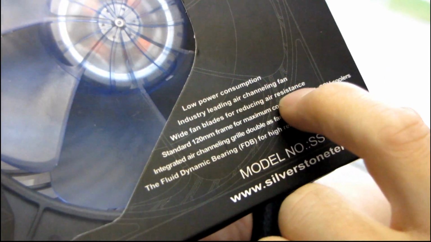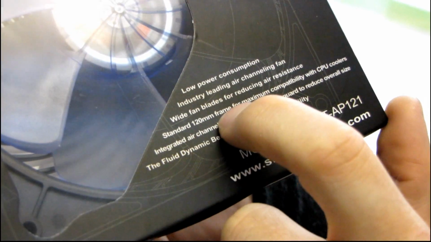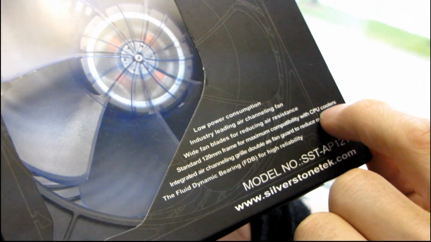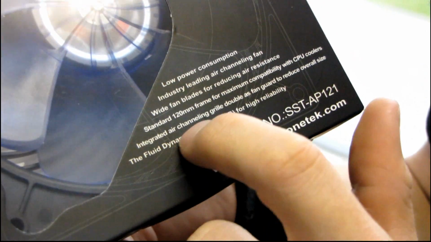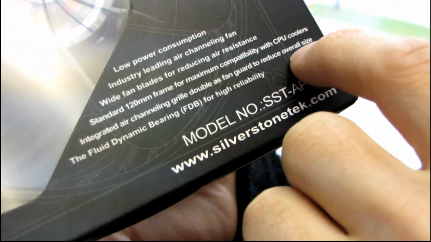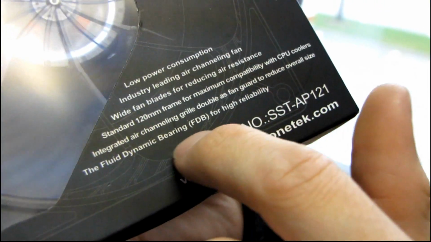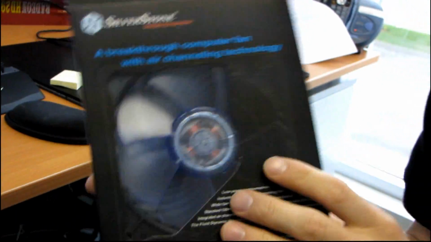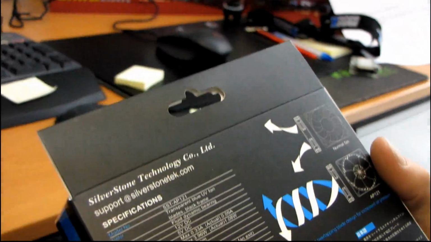It has wide fan blades for reducing air resistance. It is a standard 120mm frame for maximum compatibility with CPU coolers. It has an integrated air channeling grille, doubling as a fan guard to reduce overall size. The fluid dynamic bearing is for high reliability. So there's a little bit of an inconsistency to the way that these bullet points are laid out, but I'm not going to hold it against them too much.